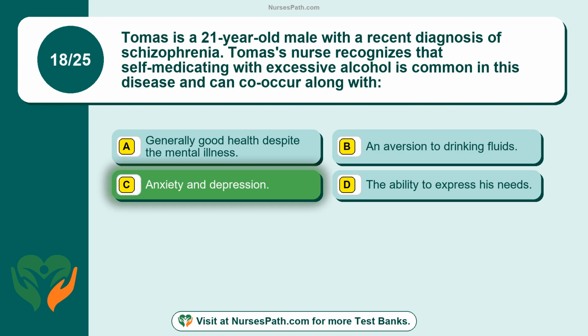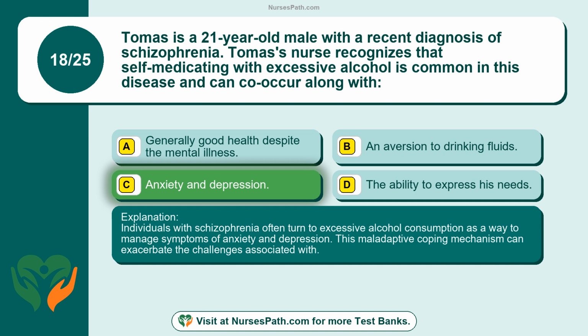The correct answer is option C, anxiety and depression. Individuals with schizophrenia often turn to excessive alcohol consumption as a way to manage symptoms of anxiety and depression. This maladaptive coping mechanism can exacerbate the challenges associated with.